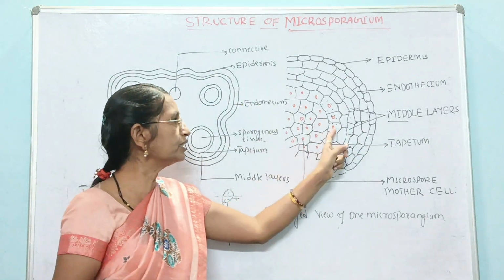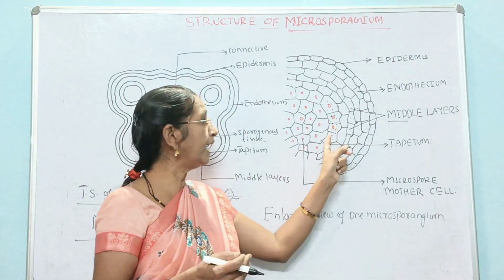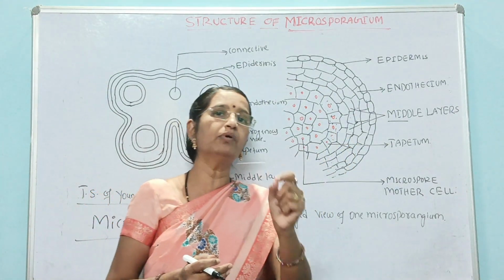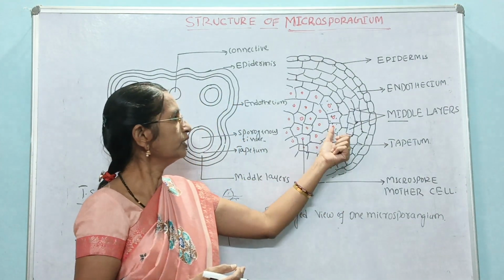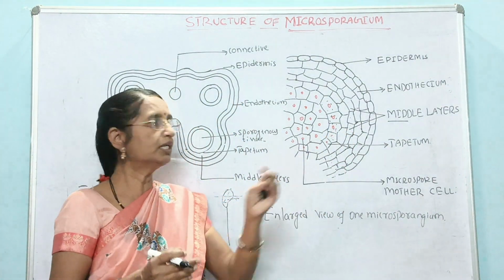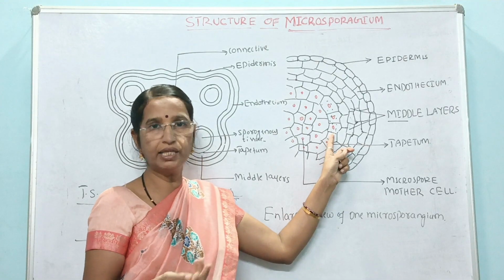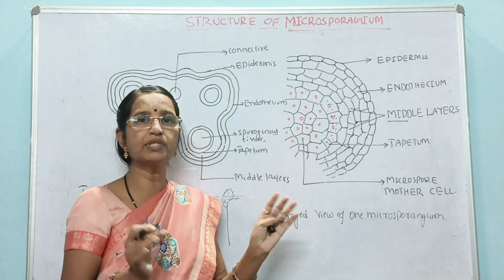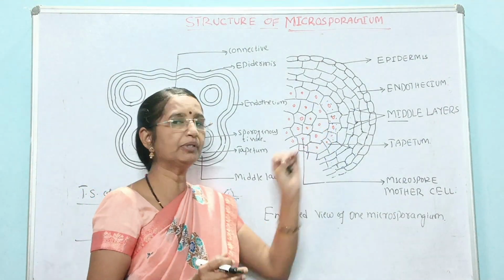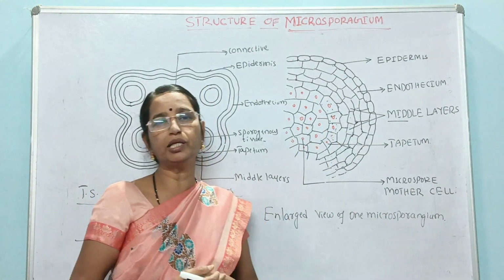The only reason for this is endomitosis. This is a key word. You must remember the key word. This word is very important. So due to endomitosis, the number of nuclei is going to increase, having an abundant amount of cytoplasm within the tapetum layer. And what is the role of the tapetum layer?